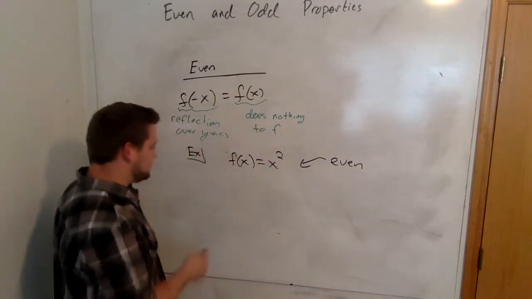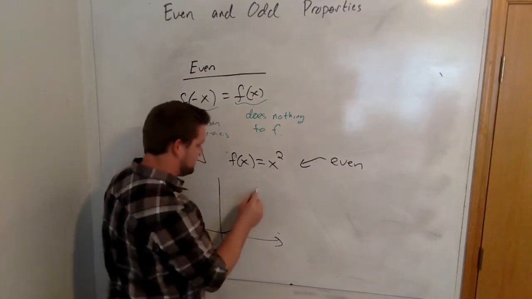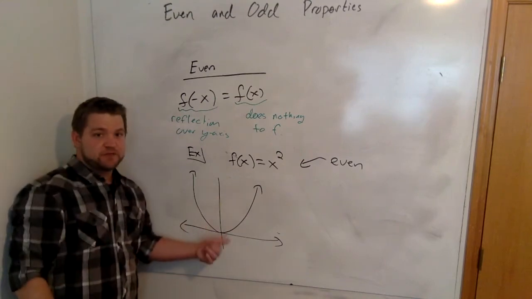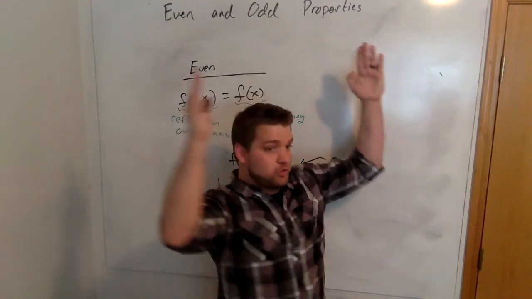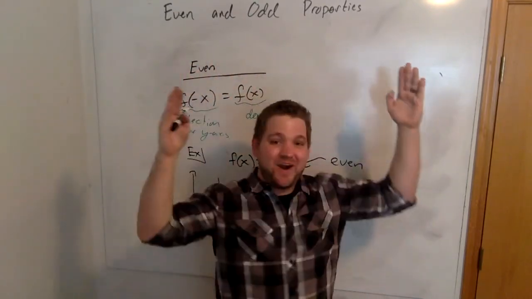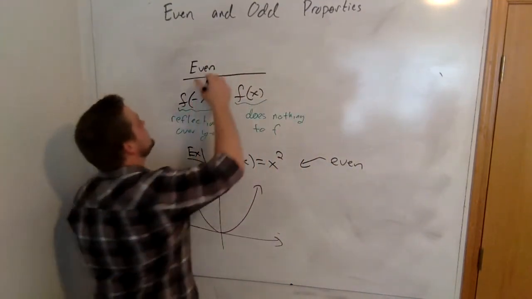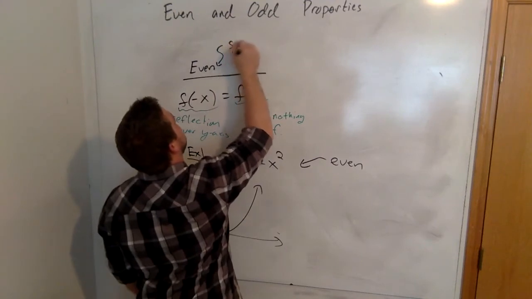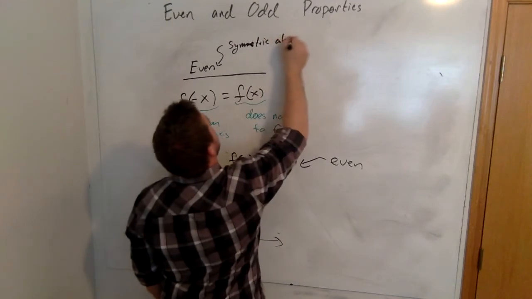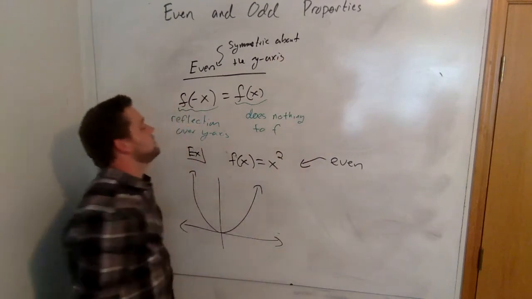Okay, why? Well, let's just look at the picture. X squared looks like that timeless, classic parabola. Notice here, if I take this picture and I reflect it over the y-axis, here's the picture reflected over the y-axis. The picture is the same. We say that x squared is an even function. It's symmetric about the y-axis. That's what this means here. That's what it means for a function to be even.